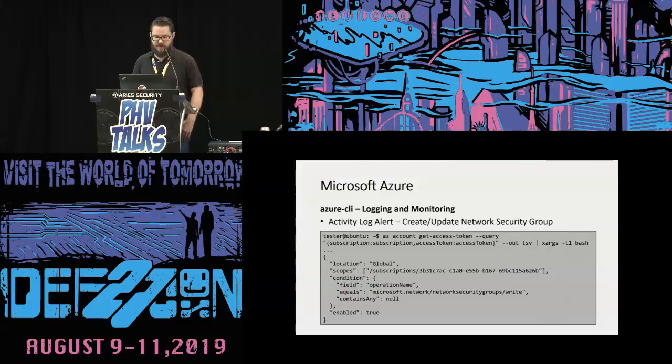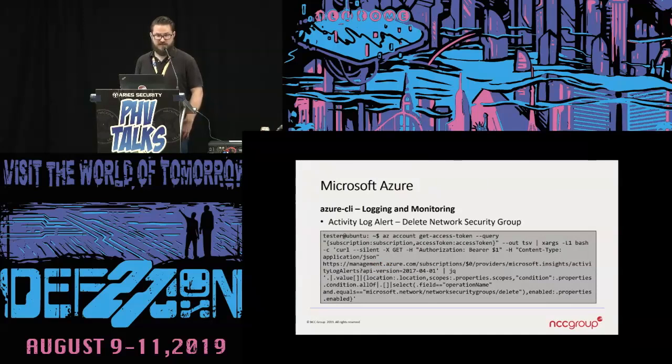And we get some output here. We see that it's set to global. The scope is properly set for the subscription. And enabled is true. So activity logging alerts is enabled for creating and updating network security groups.